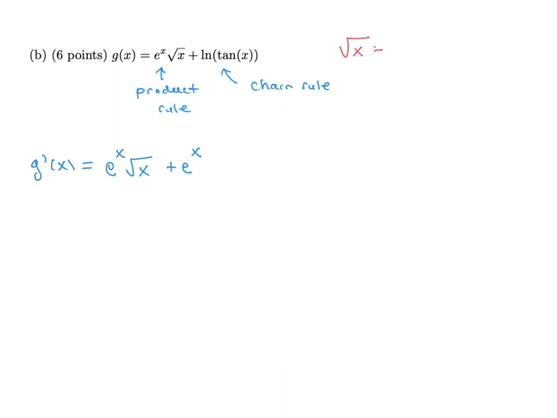Off to the side, I'll note that, well, the square root of x is x to the 1/2. So when it comes to taking the derivative of the square root of x, you bring down the 1/2, copy down the x, subtract 1 from the exponent, and that's it. Now we add on the derivative of the natural log of tangent of x. The derivative of the natural log is 1 over, and here we have tangent composed in place of it. By the chain rule, we have to multiply by the derivative of the inside part, tangent, which is secant squared of x. And unsimplified, this is the derivative g prime of x.